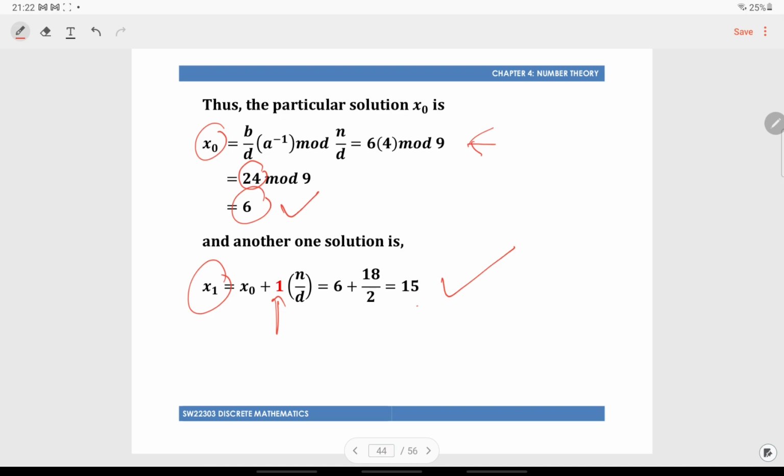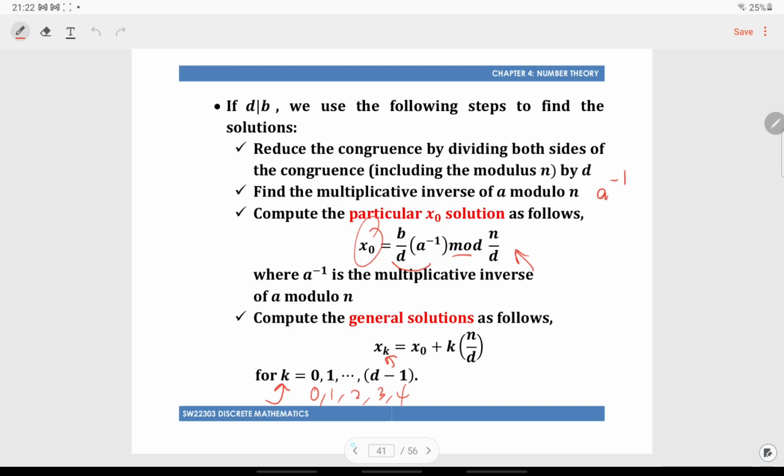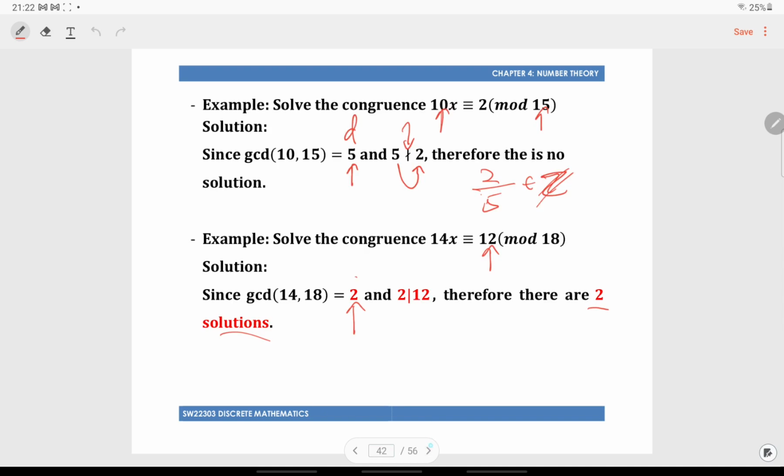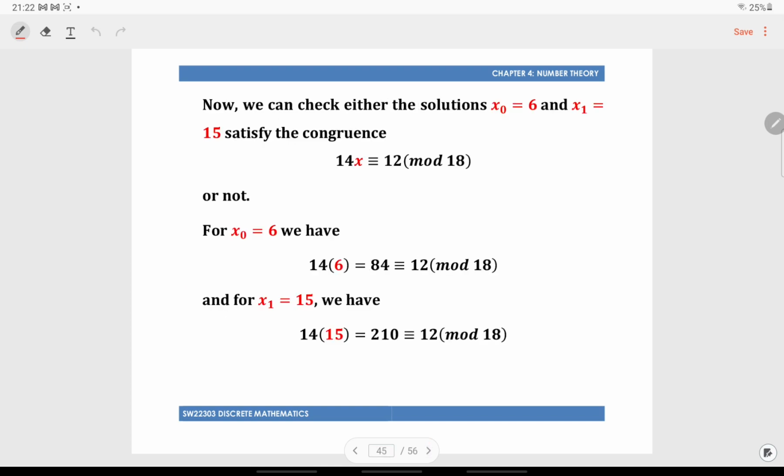Okay, why is this one 1? Back to the formula. The formula is this one, the value for the particular solution. Sorry, the value for k, because k is now equal to 1. Okay, k equal to 1. Now we can check, if the question asks you to verify, yes, you can verify.